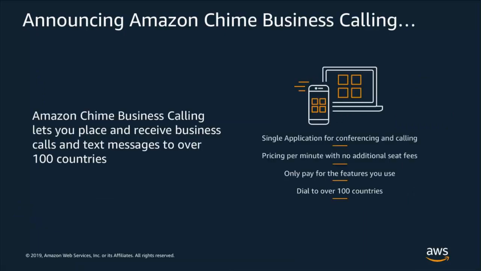So a little bit more about Amazon Chime Business Calling. Amazon Chime Business Calling lets you place and receive business calls and text messages to over 100 countries. It's a single application, including what we'd already seen, for conferencing and calling. Pricing is, again, pay-as-you-go, based on per minute with no additional seat fees. You only, just like the rest of Amazon Chime, pay for the features that you use when you use them. With Amazon Chime Business Calling, there's the ability to dial out to over 100 countries.